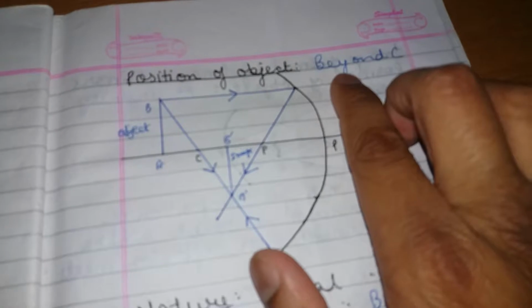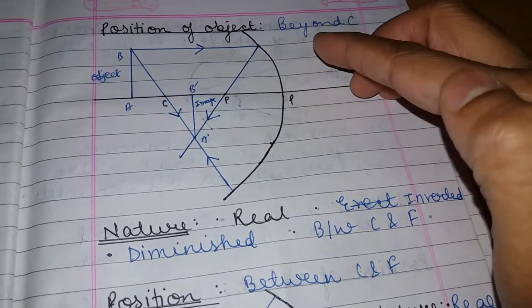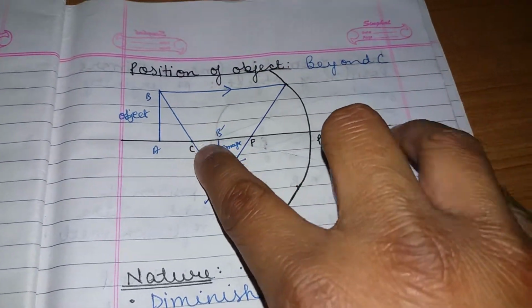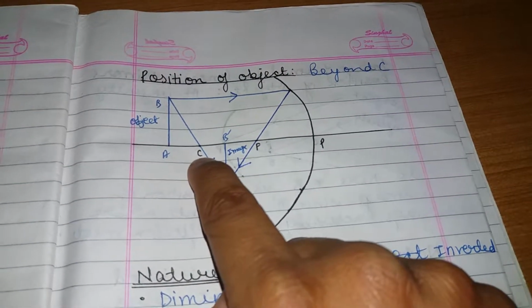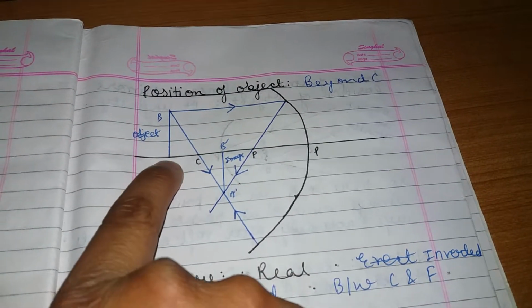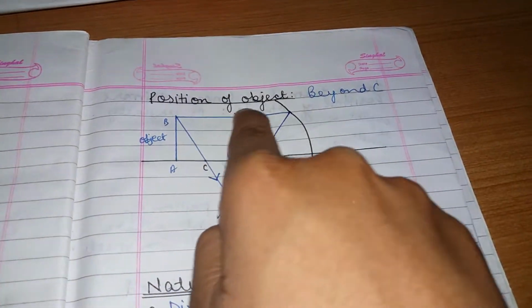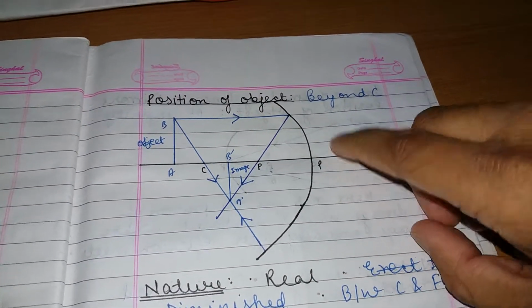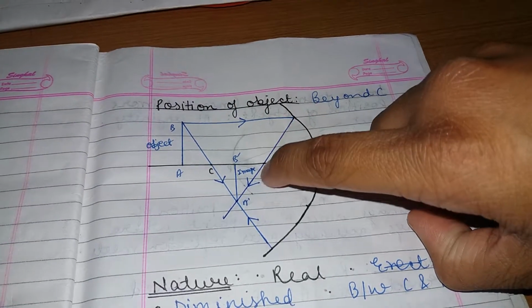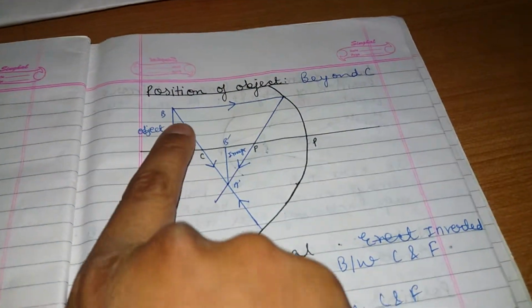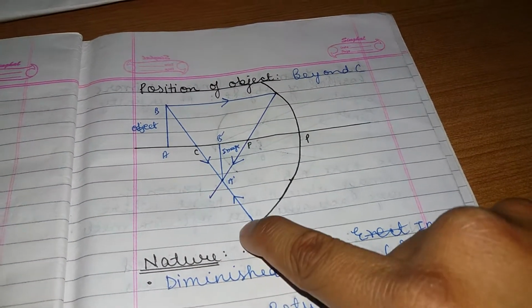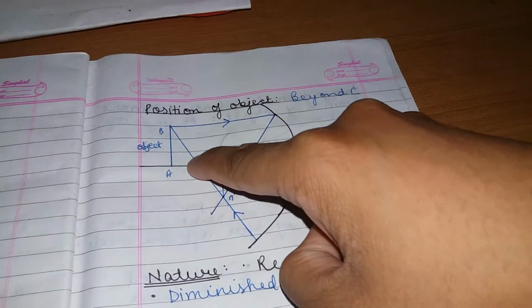Now at the fifth case, the image will be formed between C and F if the position of the object is beyond C. Our C, center of curvature, is here and beyond C the object is placed at AB. When a ray is parallel to the principal axis, after reflection it will pass through the principal focus. And when a ray is passing through the center of curvature, after reflection it will be reflected along the same path.